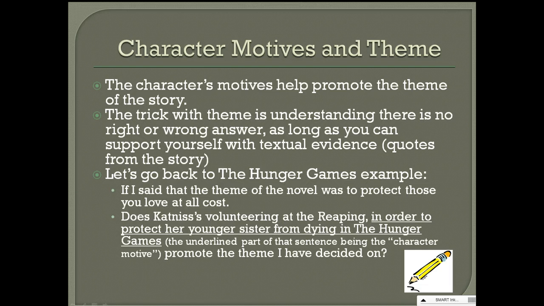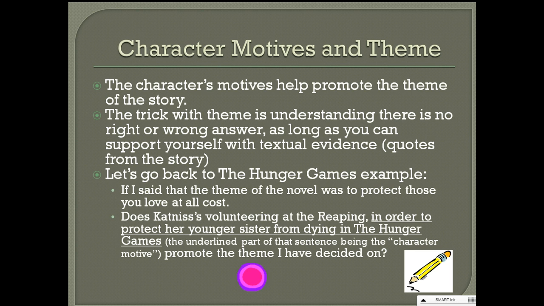So you could say that Katniss volunteered at the Reaping in order to protect her younger sister from dying in the Hunger Games, right? That was her motivation behind volunteering. She didn't want her sister to have to go. So is that motive actually promoting the theme I've decided on, that you're going to protect your loved ones at all costs? I mean, the answer is, of course, yes. That definitely does give you an example of how that actually works.